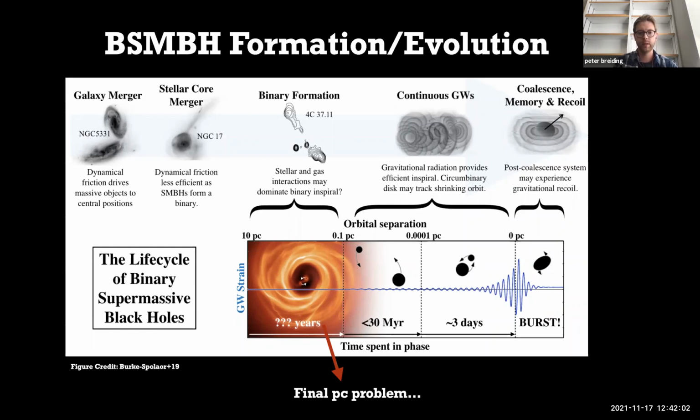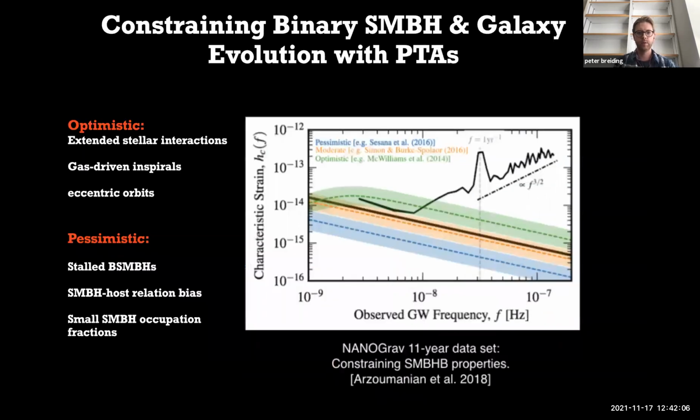But the interesting thing is the parsec scale binaries is where you have this final parsec problem. So depending on how efficient this binary evolution is during the final parsec problem, you could have a lot of close by binaries that are strong gravitational wave emitters that we can look for the gravitational wave signal from, or a deficit. So in this plot, I'm showing the strain versus frequency for different models of binary evolution. And you can see the green is optimistic, blue is pessimistic.